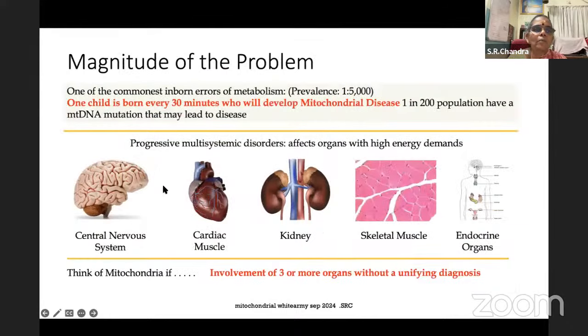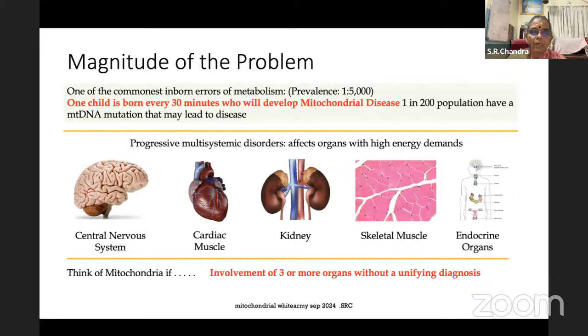The magnitude of the problem: it is one of the commonest inborn errors of metabolism, and its prevalence is 1 per 5,000 live births, and one child is born every 30 minutes who will develop mitochondrial disease. So 1 in 200 of the population have a mitochondrial mutation that may lead to disease. I spoke about the bottleneck effect. So 1 in 200 have the mitochondrial mutation, but until the bottleneck effect manifests, they will not get the disease. And it can affect the central nervous system, cardiac muscle, kidney, and skeletal muscle. Generally, each person will have involvement of 3 or more organs without a unifying diagnosis.